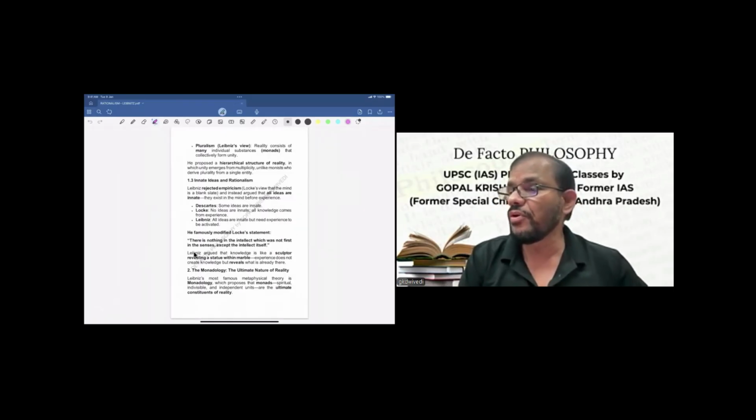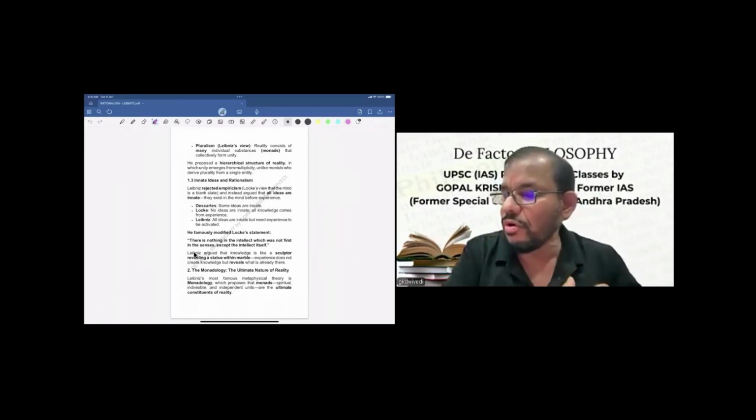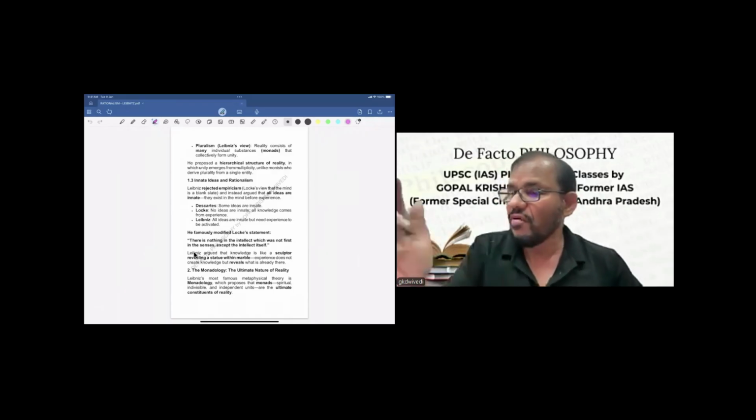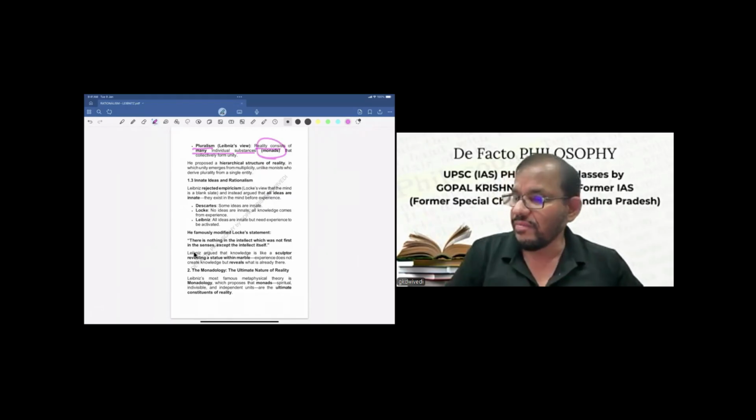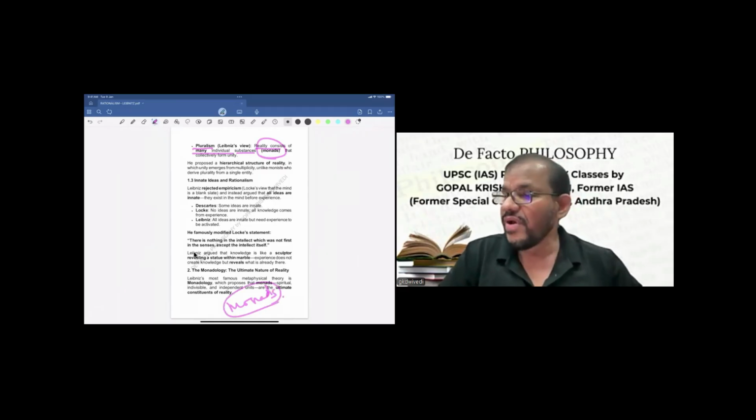He has given the pluralism theory. As you know, Spinoza has given monism: there is only one substance, that is God, and everything is derived from that. What Leibniz has told is that reality consists of many individual substances, and he has given them the name monads. He has given a name to those many individual substances: monads.